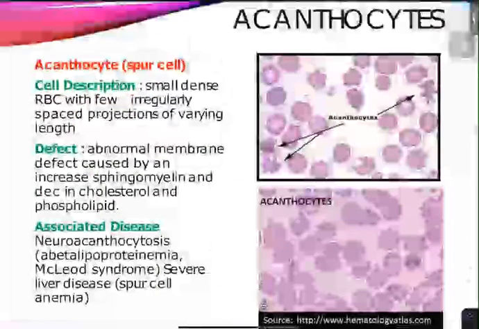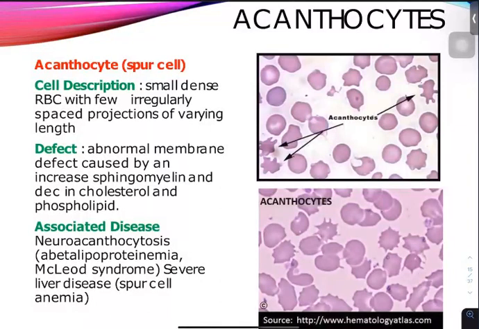So first in the list is your acanthocytes. So your acanthocytes are your spur cells. Okay? They are small dense RBC with few irregular shape projections. Few irregular shape projection, that varies in length. Medyo magkakaiba ang itsura. That's your acanthocytes. Okay? Nag-iiba-iba yung haba ng mga spur niya. Kaya spur cell.